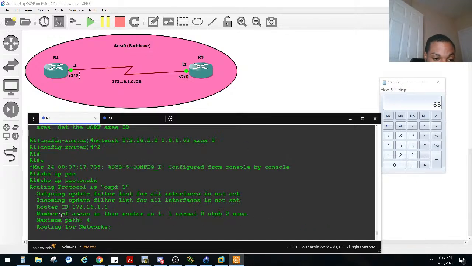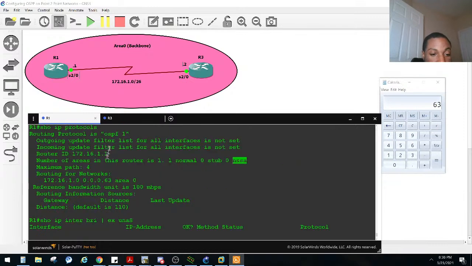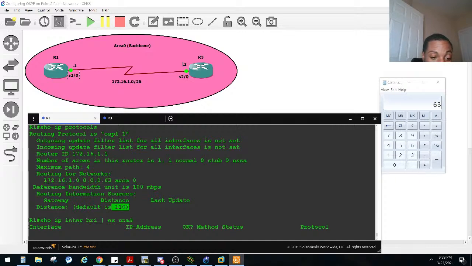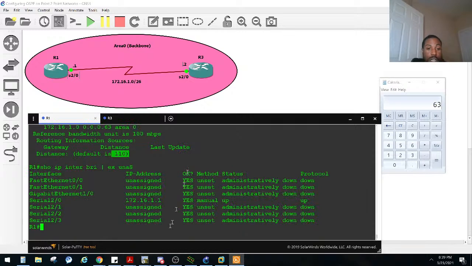What else we want to say here? The number of areas in this router is 1, which was Area 0. Stub networks and normal and NSSA, I'm going to cover that in another video. I don't want to throw too much at y'all because this is the first video we did for OSPF. Well, I've got a couple OSPF videos on this channel, but this is the first live lab we did. What else we got here? This is the network we're routing for. And the administrative distance for OSPF is 110.